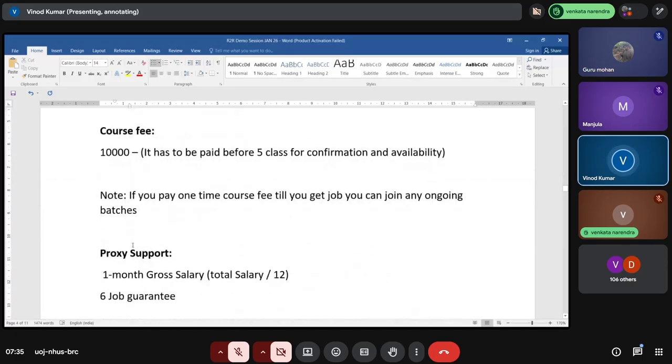And let's come to the course fees, guys. So we discussed 10,000 is the fixed course fees, and it has to be paid before 5 sessions for the confirmation and availability. And if you pay one time, you can join any ongoing batches without any charges.